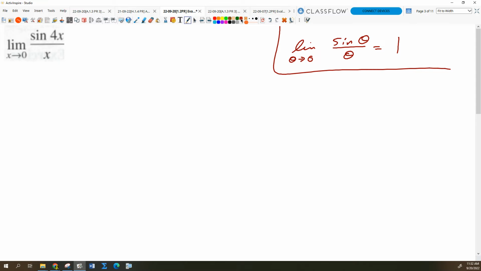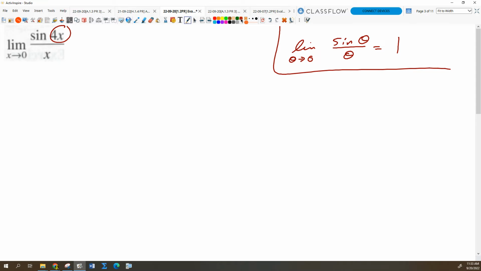Okay, you see the problem. This doesn't match that pattern. What's our theta in the limit that we're trying to resolve here? Everybody agree? The theta is the 4x. So I don't have sine theta over theta as theta approaches 0, do I? I've got sine theta over something different.